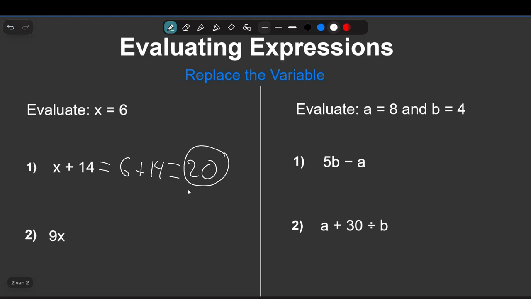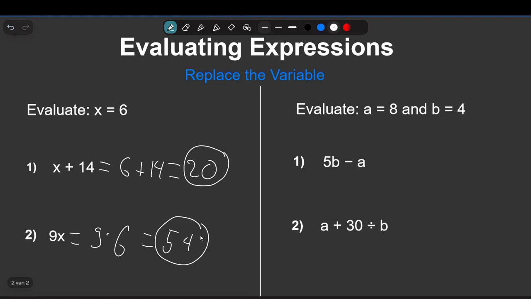Now, on to the second example where we have 9x. When we have a variable right next to a number, this means we are going to multiply. So if x is 6, we have 9 times 6, because the variable is right next to the 9. This means we have to multiply. So 9 times 6 equals 54, and this is going to be our final answer of the second problem.